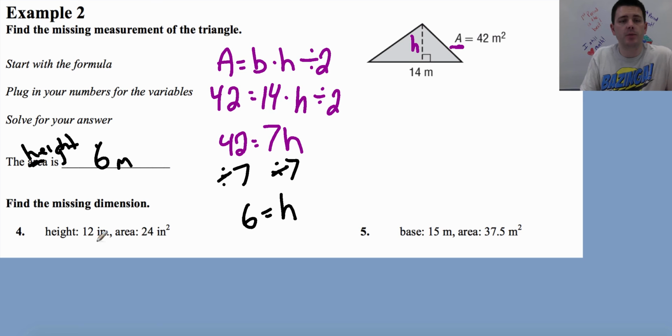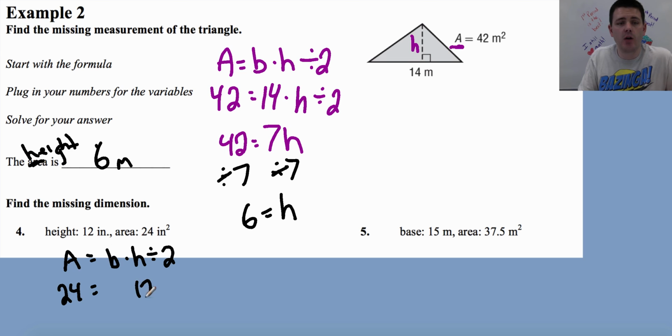So let's try the next one. Area is equal to base times height divided by 2. Plug in what you know. In this case, I know the area is 24. My height is 12, but I don't know my base, so it's going to stay there. Do the math you can do. I can do 12 divided by 2. So I get 24 is equal to base times 6. 12 divided by 2 simplifies to be 6.